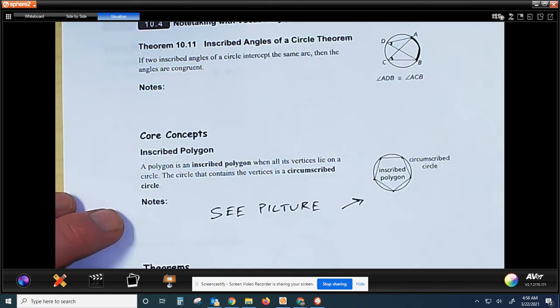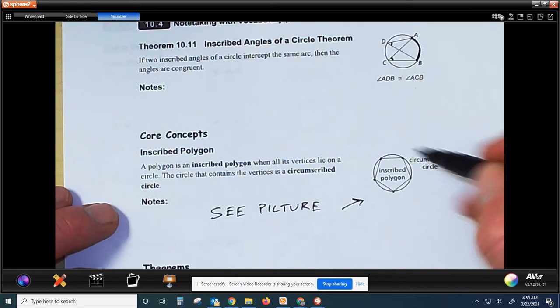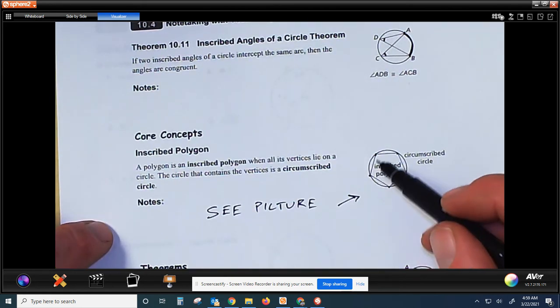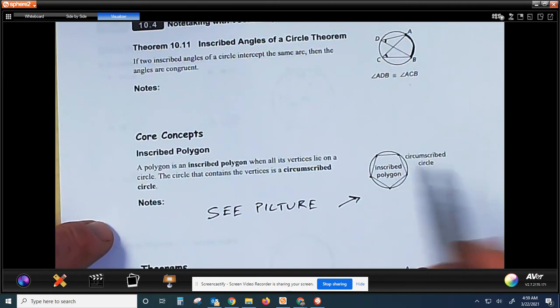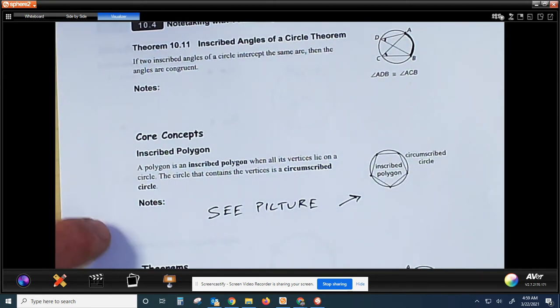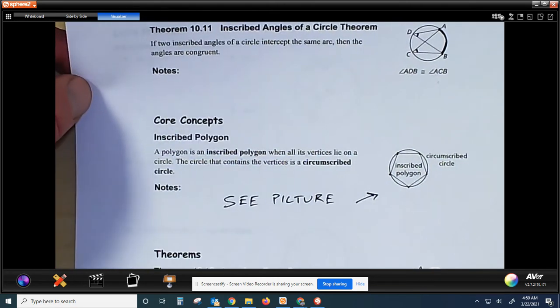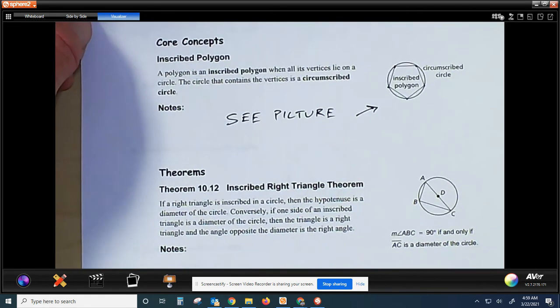See picture. This is a 1, 2, 3, 4, 5-sided figure, so it is an inscribed pentagon. It is circumscribed by a circle. That's the use of our vocabulary we're picking up here today. The pentagon is inscribed. The circle circumscribes it. Okay. Not bad, right? Not too bad. We're taking things like triangles, angles, and polygons from our past. We're sticking them inside of circles today.